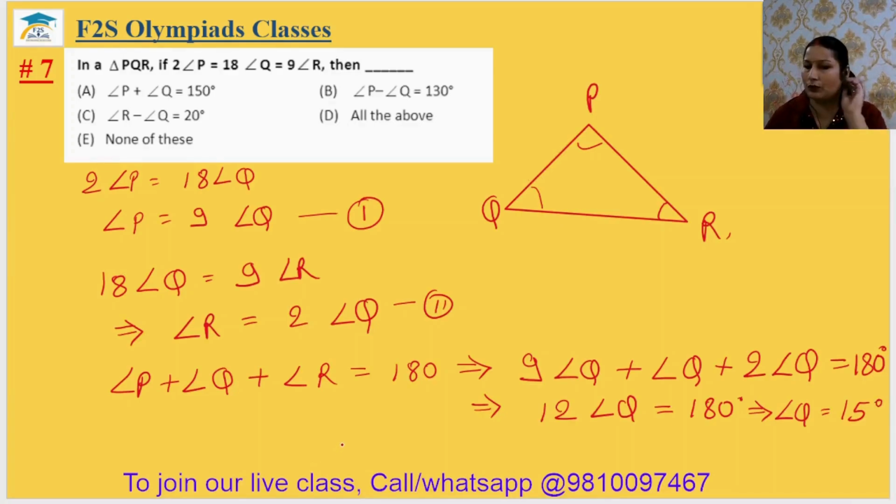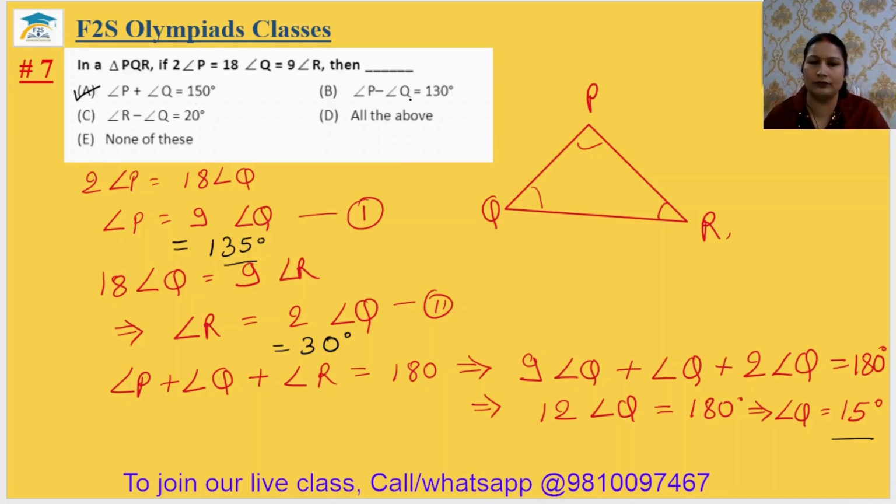Angle Q equal to 15 degree. And if angle Q equal to 15 degree, so angle P should be 135 degree, 9 multiplied by 15. Angle R should be equal to 30 degree. Okay. Now check the options. Angle P plus angle Q equal to 150. So P is 135, and plus 15, it will be 150. It is correct.